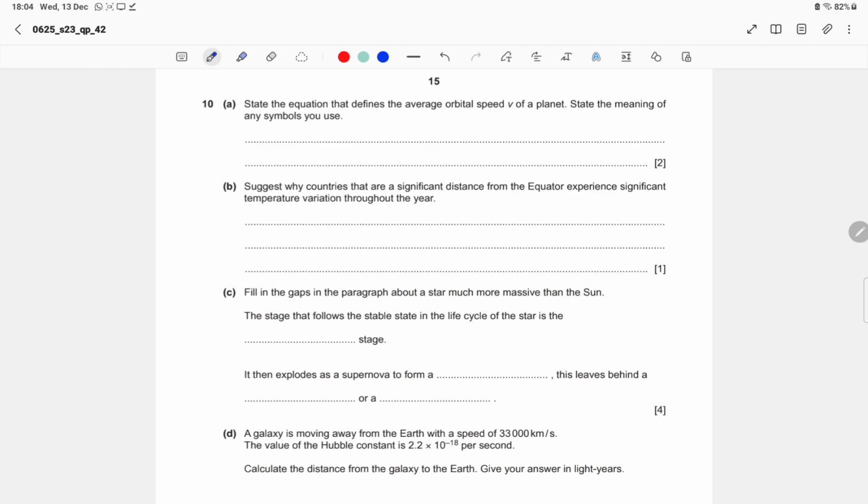Moving to the next question: state the equation that defines the average orbital velocity v of a planet. State the meaning of any symbol you use. It is v equals 2 pi r over t, where r is the radius and t is the time period. You can call it the orbital period as well.